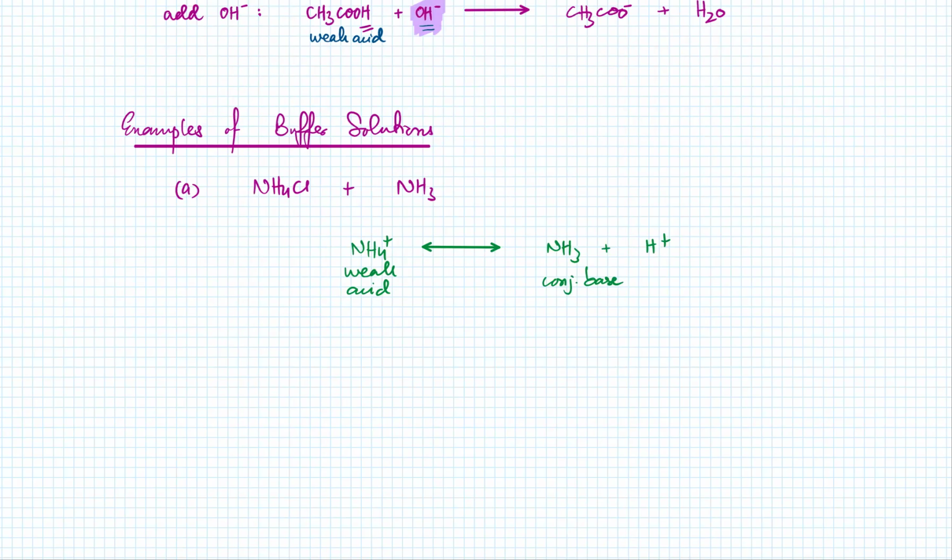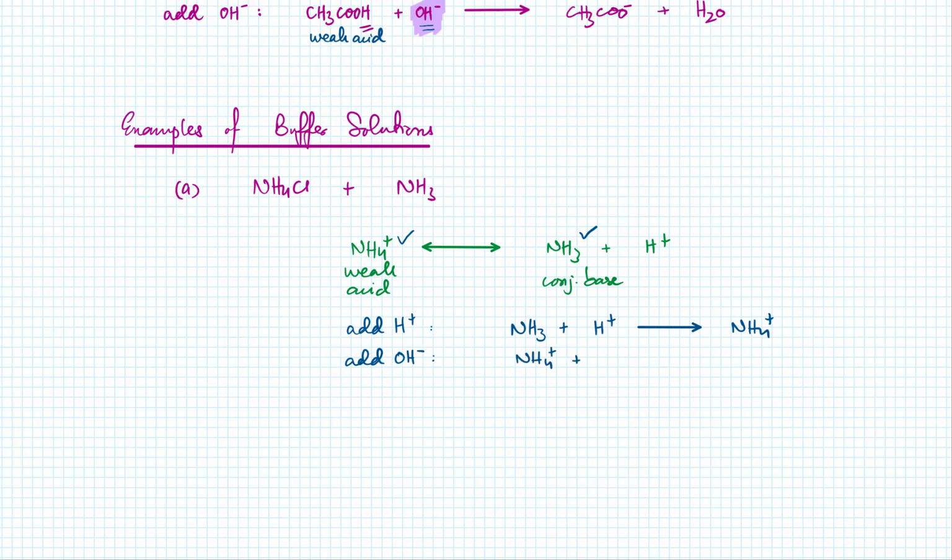And how would it behave as a buffer? Because if you add H plus ions, the solution has two things: it's got ammonia and it's got ammonium ions, right? So if I add H plus, the conjugate base will come in and neutralize those H plus ions, and it's going to turn it into ammonium ions. Similarly, if I add OH ions, who's going to neutralize the OH ions? The NH4 plus, which is my weak acid, is going to come in.